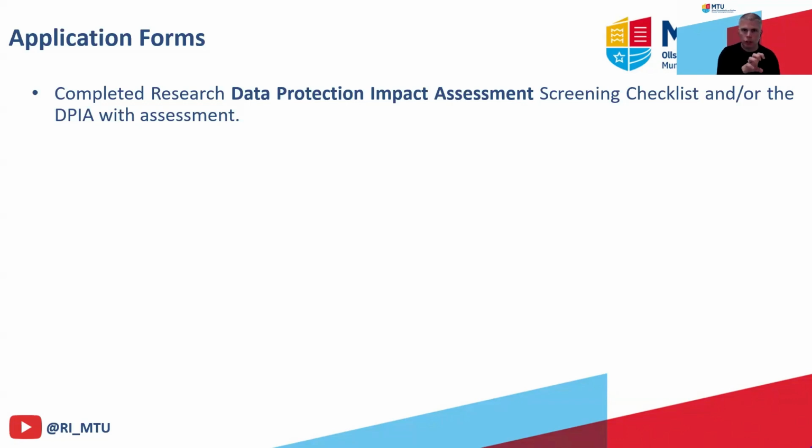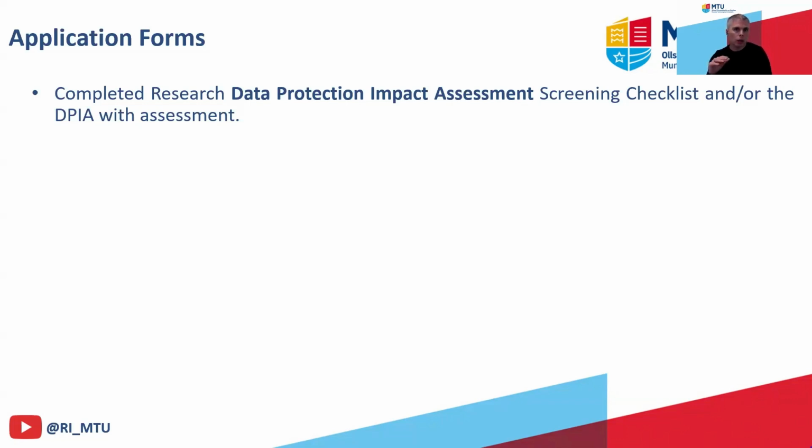This is all around data protection. If it's no to all of those, then the screening checklist is enough to submit along with your ethics application. If it's yes to any of them, then you need to go to get a data protection impact assessment done. That's not done by the ethics committee. That will be a separate operation done by the data protection officer, and that's something you need to allow time for. Your ethics application form cannot be submitted until you actually have your DPIA done.